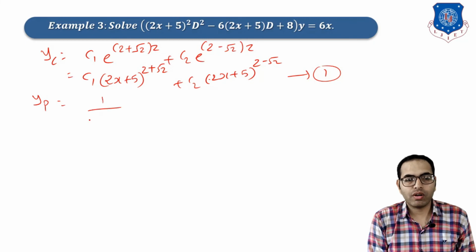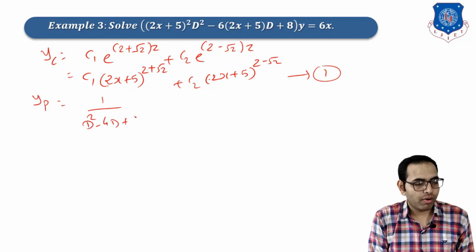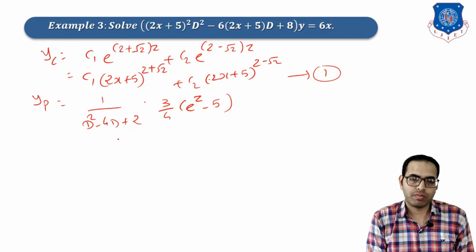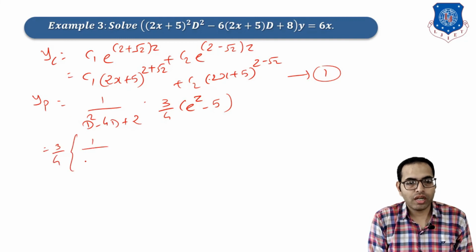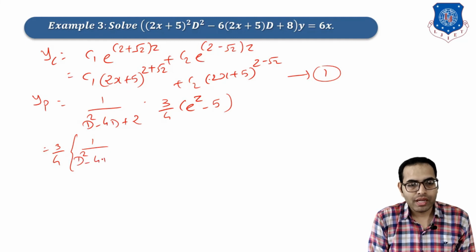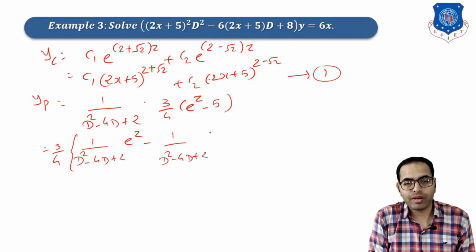Now yp is equal to 1 upon f of D into r of x, where f of D is D square minus 4D plus 2, and r of x is 3 by 4 e raised to z minus 5. Simplify: 3 by 4 is a constant, so with the help of linearity, it is 1 upon (D square minus 4D plus 2) of e raised to z, minus 1 upon (D square minus 4D plus 2) of 5, where 5 is constant, into e raised to 0z.